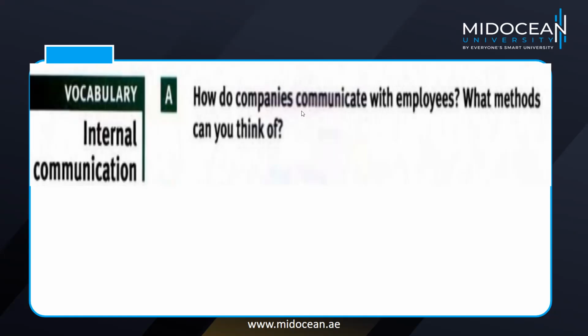So how do companies communicate with employees؟ إزاي الشركات بتتواصل مع الموظفين بتوعها؟ What methods can you think of؟ إيه الطرق اللي أنت ممكن تفكر فيها؟ So now again you can pause the video and think about methods of communication in a company for example. ازاي مثلا الموظفين بيتواصلوا مع بعض في الشركة، المديرين والعمال كلهم بيتواصلوا ازاي. What are the ways of communication in a specific company for example. So pause the video and think about that.